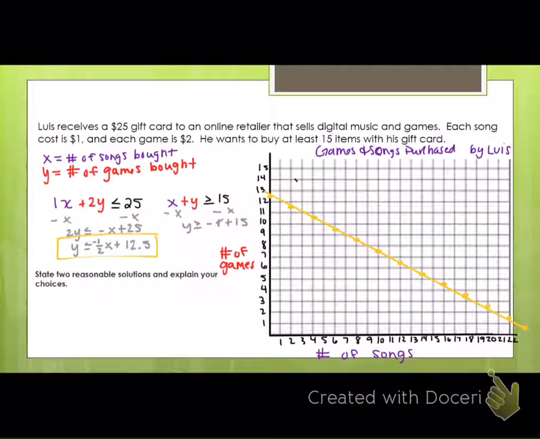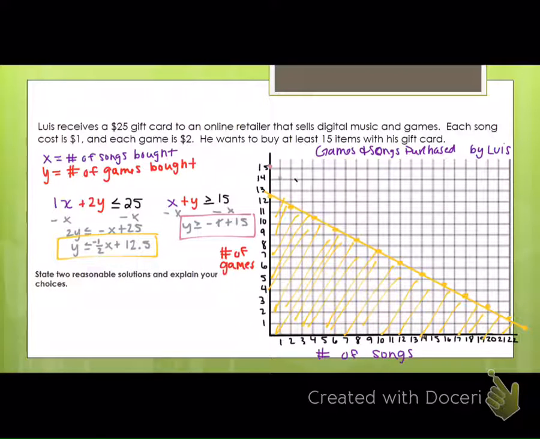Okay, guys. Conversation needs to stop. So this one is less than or equal to, which means we need to shade down. Again, talking about this from yesterday, we can't have negative games and negative songs, so I'm just staying within this quadrant.